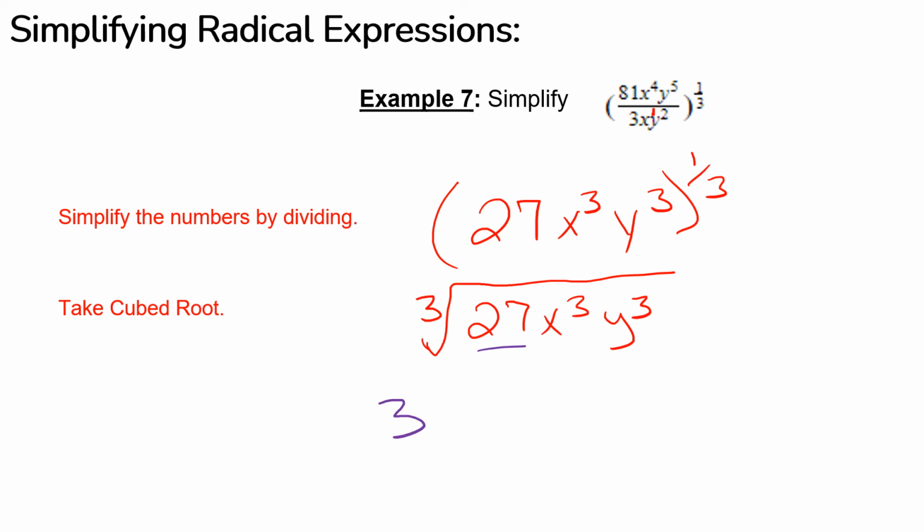All right, then I take the cube root of x to the 3rd, and remember, if it's a multiple of 3, you simply divide by 3. So 3 divided by 3 is 1, so that leaves me with x to the 1st, and then y to the 3rd, I divide again by 3, that would be y to the 1st. So my final answer is 3xy.